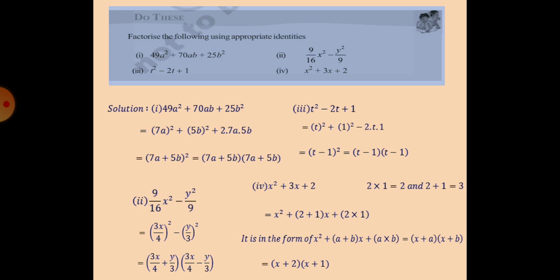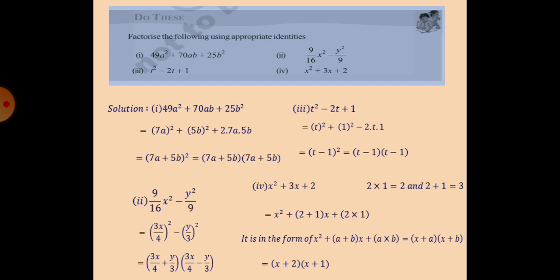Here 49a square is a perfect square term. 25b square is also a perfect square term. So, we got a and b here. Instead of 49, I am writing 7a whole square. Instead of 25, I am writing 5b whole square. So, we got a square plus b square plus 2ab, we'll write. Inside the bracket of the first term is a, inside the bracket of the second term is b. So 7a square means a square, 5b square means b square, plus 2ab means 2 of 7a into 5b. 2 7s are 14, 14 5s are 70.